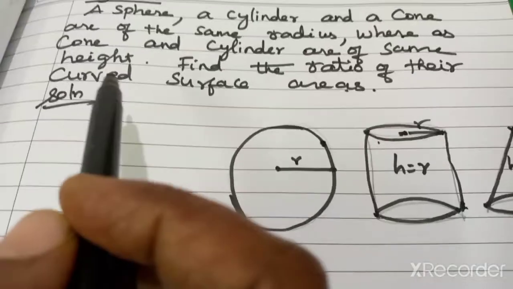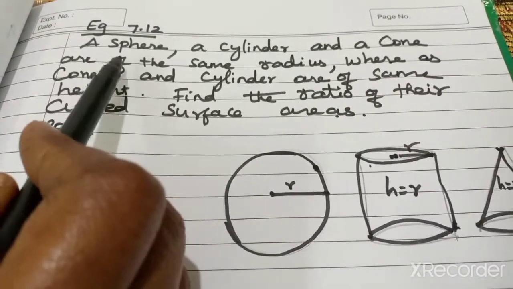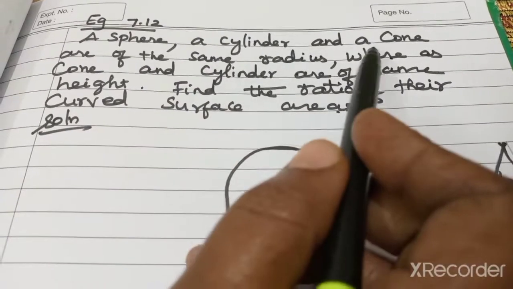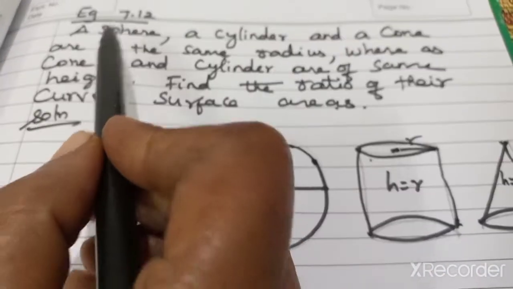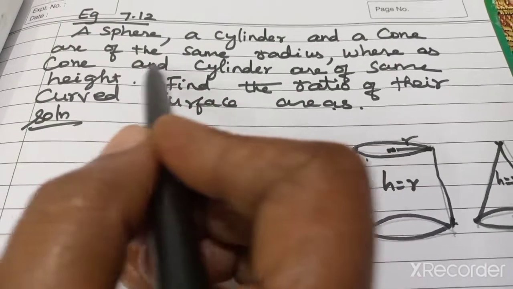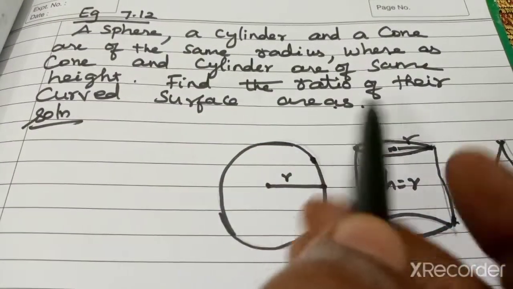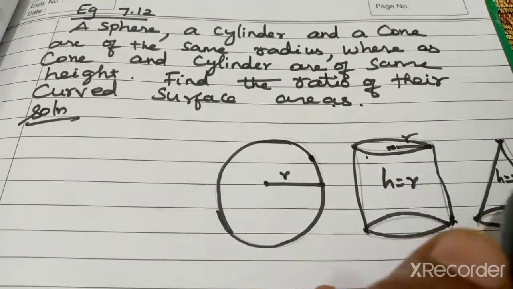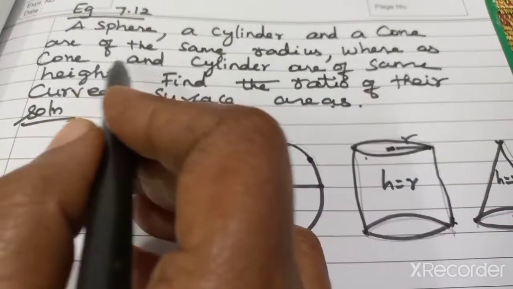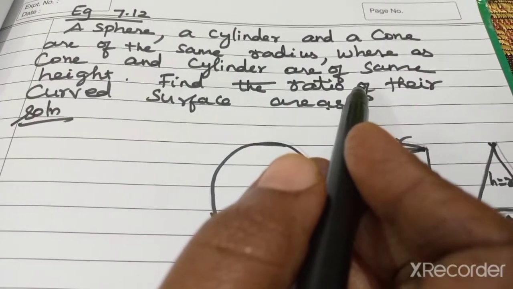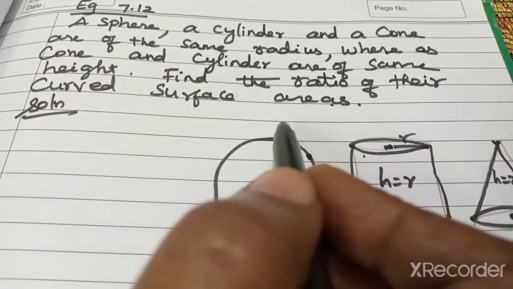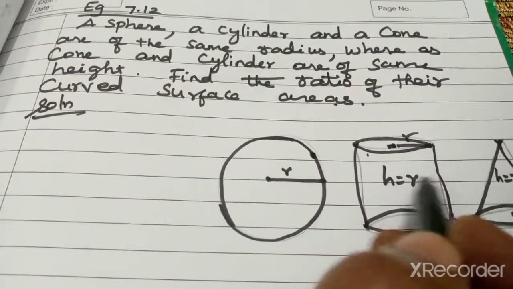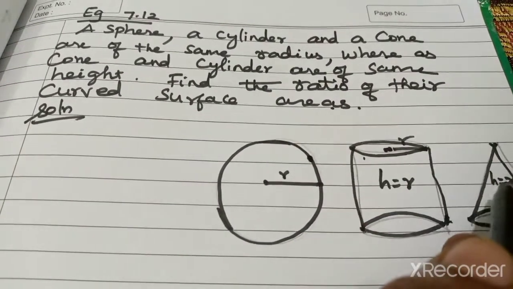Okay, so next example 7.12. What is 7.12 now? A sphere, a cylinder and a cone. Okay, 3 diagrams given. Sphere, cylinder, cone are of the same radius. So radius r, all 3 having the same radius, so r we can take. Whereas cone and cylinder are of the same height. What is meant by this? The height of the cylinder and cone is equal to radius. So height is equal to r.